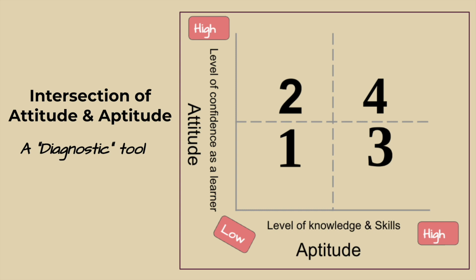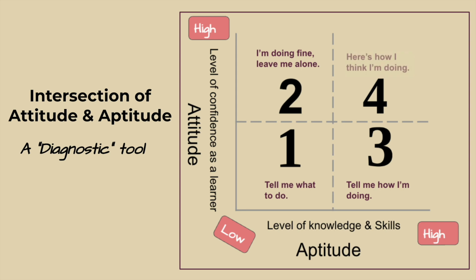Teachers who fall in quadrant 1 may signal, "Tell me what to do." Teachers in quadrant 2, "I'm doing fine, leave me alone." Teachers in quadrant 3, "Tell me how I'm doing." Finally, those in quadrant 4 may say, "Here's how I think I'm doing."